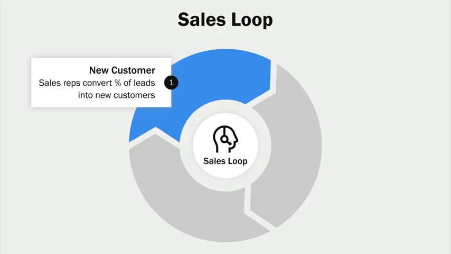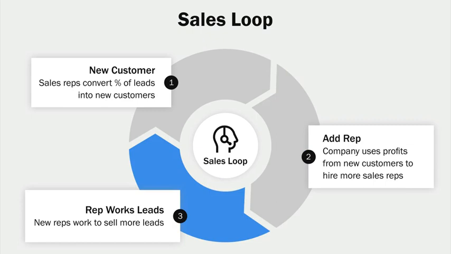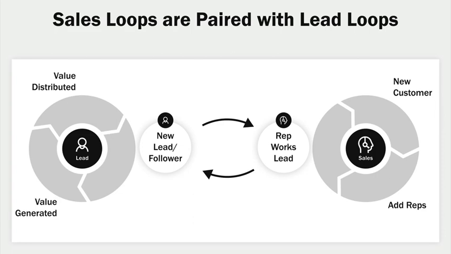So very simply, the steps of a sales acquisition loop are that we get a new customer, we use that capital to fund adding more reps to the sales force, and then those reps go out there, work the leads, and acquire more customers, repeating the steps of the loop. Sales loops are always paired with another loop flow that generates leads. So when we look at a sales loop and are trying to identify some of the key levers to move, a lot of times we need to be looking at what type of lead loop the sales loop is paired with. Let's take a look at a couple different examples.